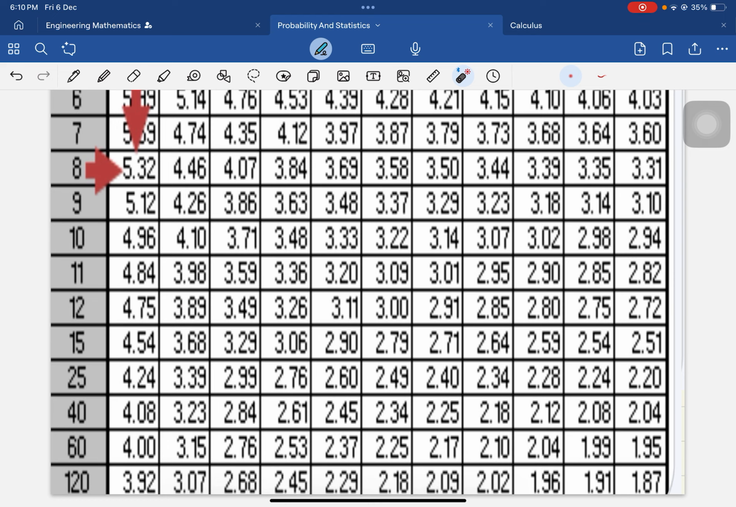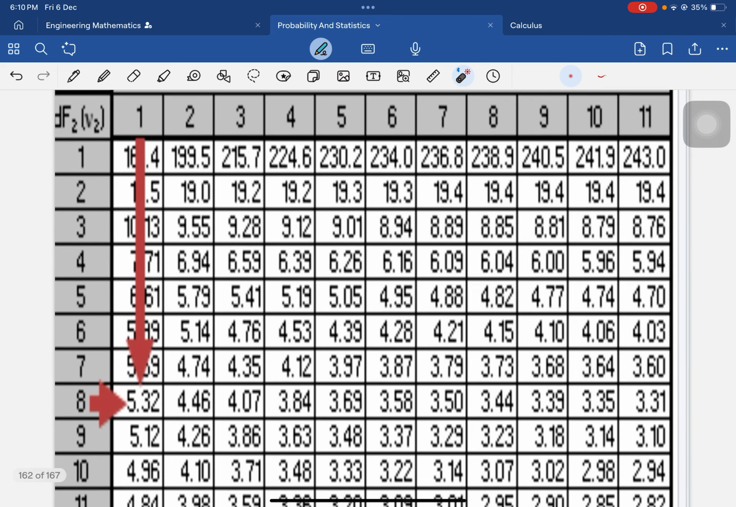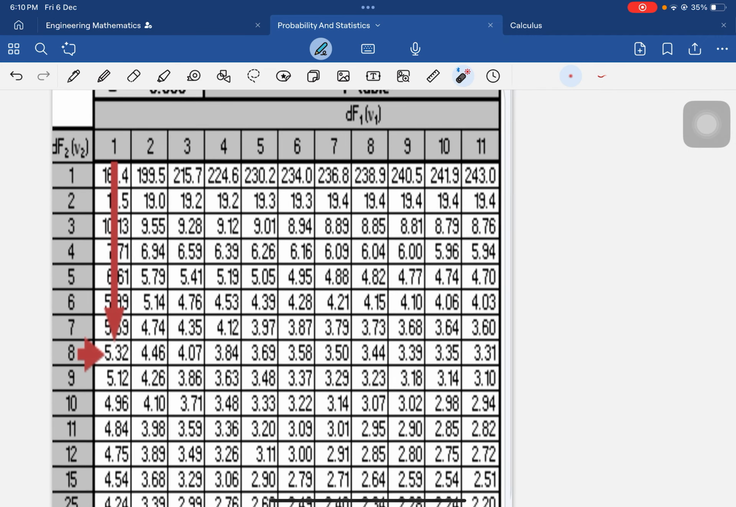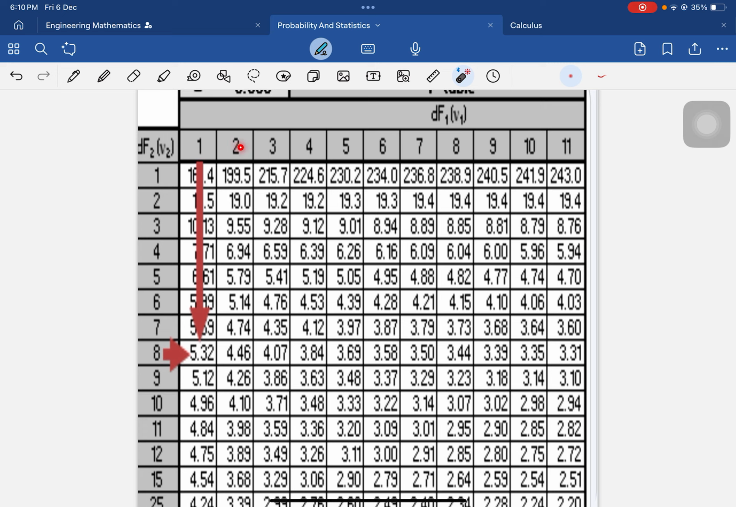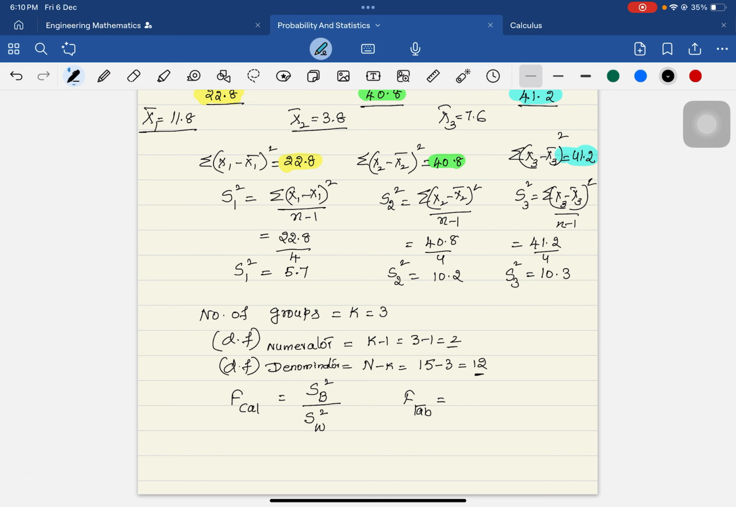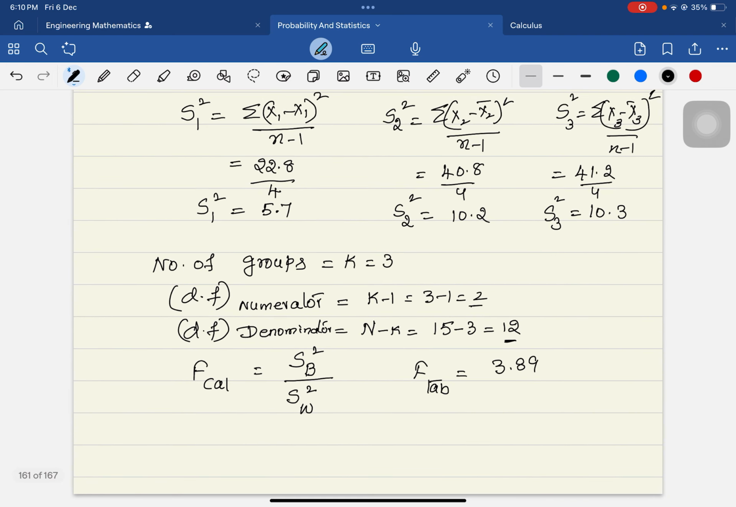This is what you have to check. Here these values give you the denominator degrees of freedom, and these are the numerator degrees of freedom. What is the denominator? We have 12. And what is the numerator? We have 2, right? So 12 and 2 intersect at 3.89. This is the table value you have to write here. So the F table value is 3.89. Now our job is to find out what SB square and SW square are.